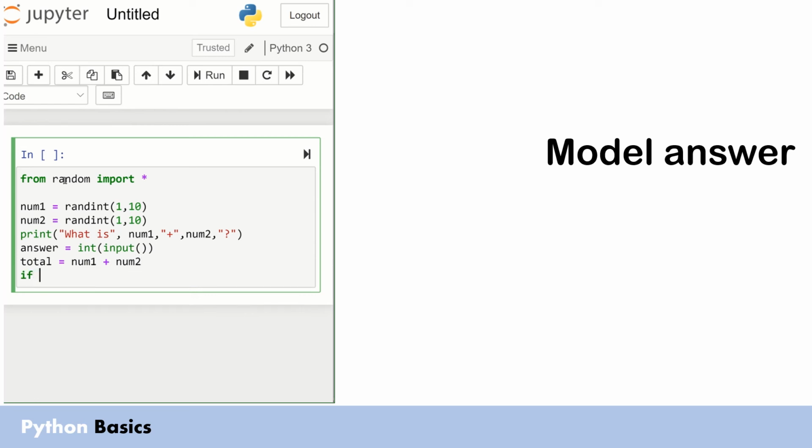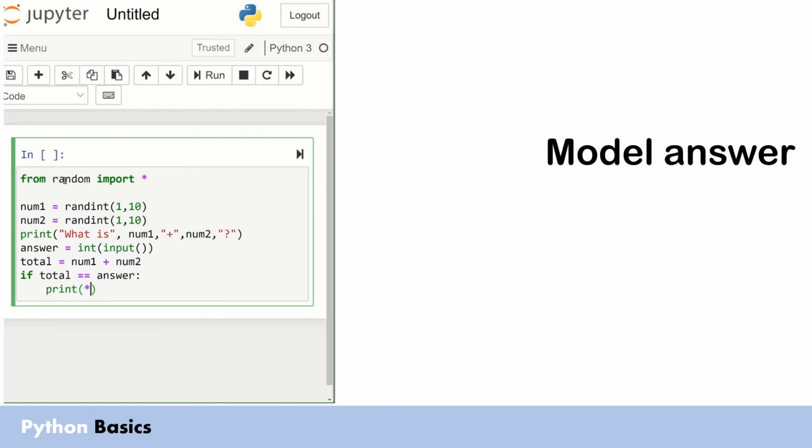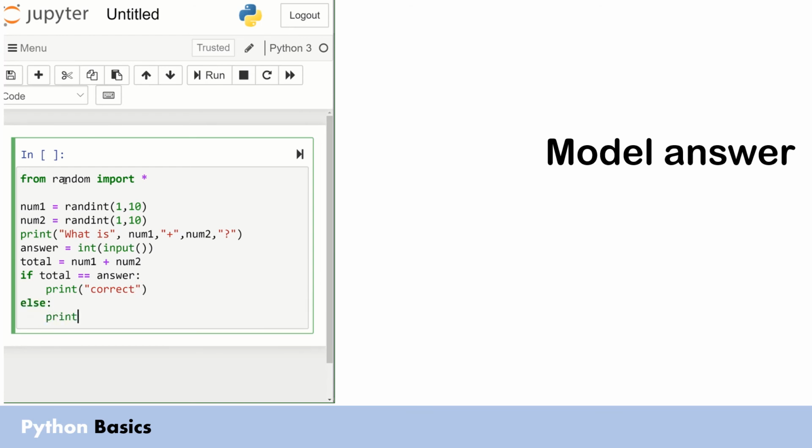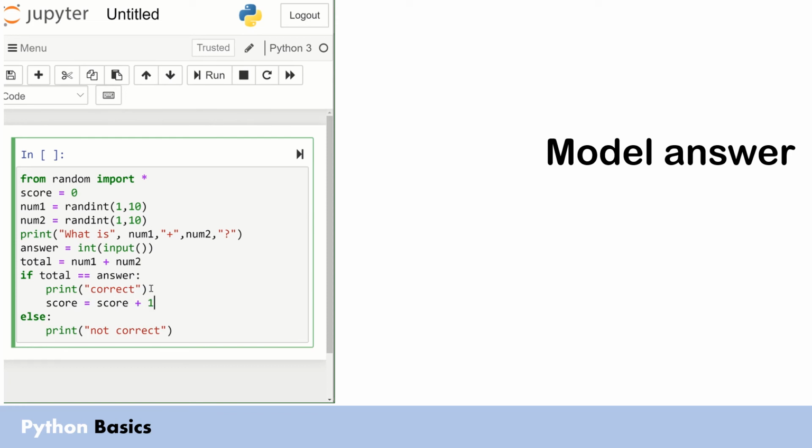And then I'm going to check to see if they're right. So if total equals answer, print correct, else print not correct. So that's the beginning of it. We now need a variable to store the score. So score equals 0. And then if it's correct, we go score equals score plus 1.